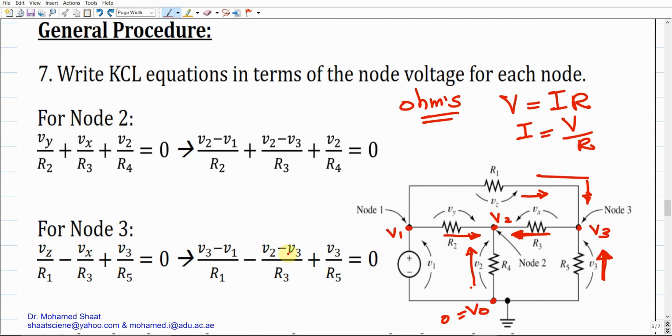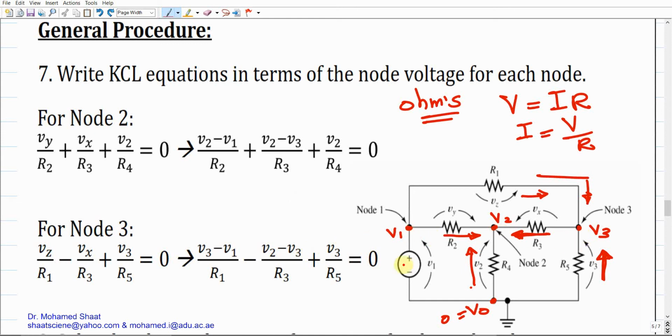The same thing for the third node, node 3. Vz moves from 1 to 3, so it should be V3 negative V1. Vx moves from 3 to 2, so it should be V2 negative V3. V3 should be just V3, right? So you end up with 2 equations. As you can see, these 2 equations have 3 unknowns. These 3 unknowns are V1, V2, and V3.